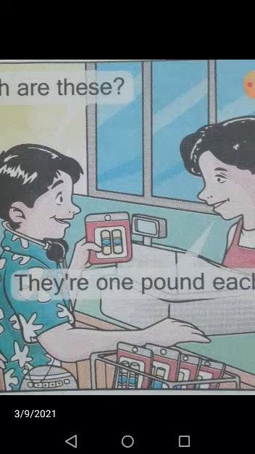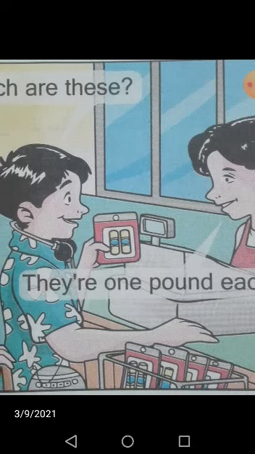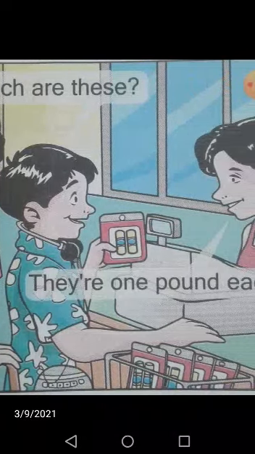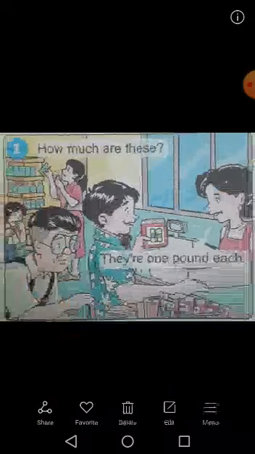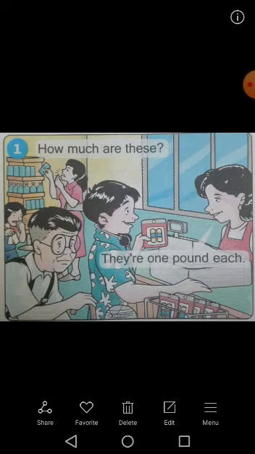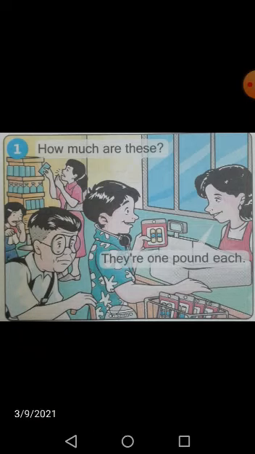But again, they are 1 pound each. I don't want to say it in the long form. I have to say the short form. They're 1 pound each. Again, how much are these? They're 1 pound each. One more time, grade 4. How much are these? They're 1 pound each.